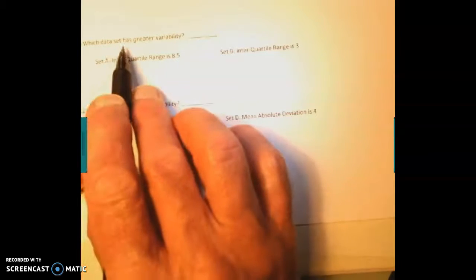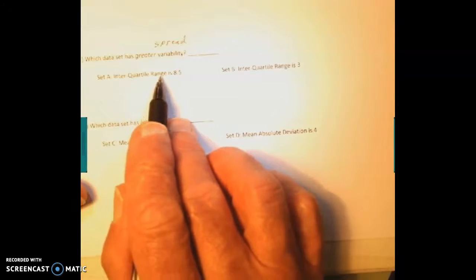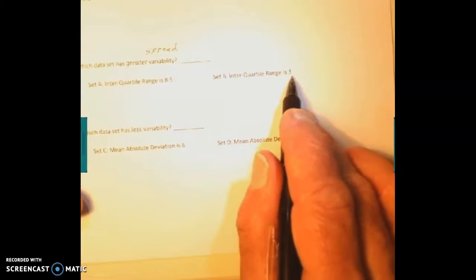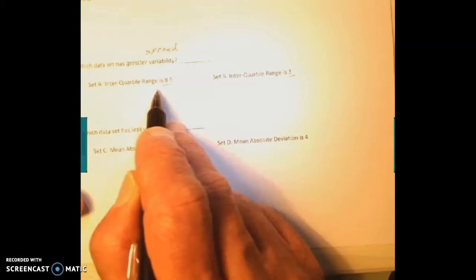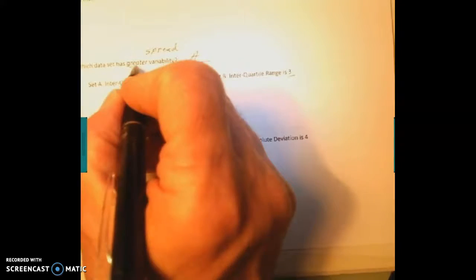Question number 11. Which data set has the greater variability? And again, remember, variability is about how far spread out the data is. It's about the spread of the data. We're talking about how variable it is. Interquartile range is the middle 50%, and this is saying that for this set, it's spread out over 8.5 spaces, whereas on set B, the middle 50% is spread out over 3 spaces. This is spread out over more spaces. This is more variable. The larger the interquartile range, the more variable the data. So set A has the greater variability.